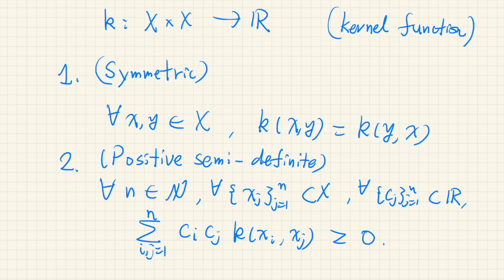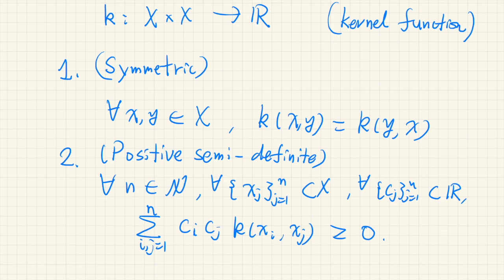In this video, we study some examples of kernel functions and how to construct a kernel function from other functions. Okay, let's start. By the way, if we regard this k(xi, xj) as an n by n matrix, then this definition of positive semi-definite is equivalent to the definition of positive semi-definiteness of a matrix.